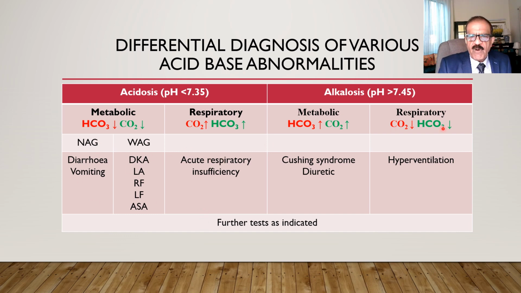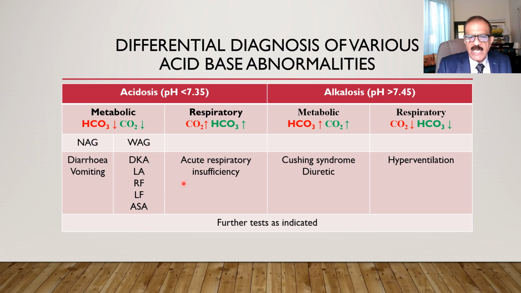Respiratory alkalosis can occur in hyperventilation, and metabolic alkalosis can occur in Cushing syndrome and diuretics. Respiratory acidosis can occur in acute respiratory insufficiency, whatever the cause, but metabolic acidosis could be due to various reasons, and some of them have a normal anion gap, like when we lose bicarb from the GIT, in diarrhea and vomiting, or there could be a wide anion gap due to accumulation of any of the unmeasured anions.